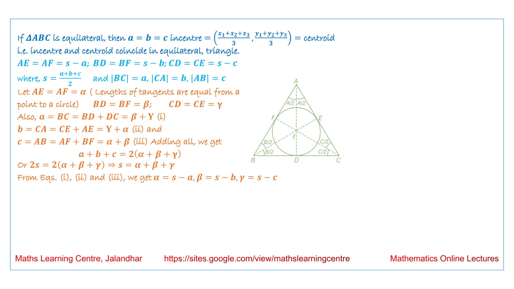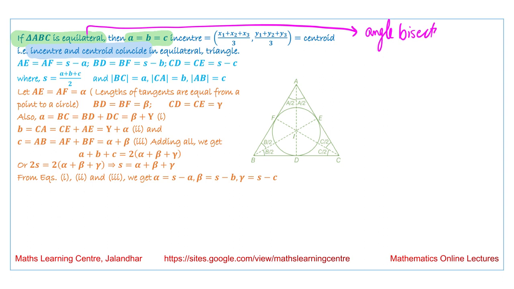Now the next question we have is, if ABC is an equilateral triangle, that is, all three sides are equal, a equals b equals c, we have to prove that the incenter and the centroid of the triangle coincide. Now we know that for an equilateral triangle, the angle bisector and the median are the same.